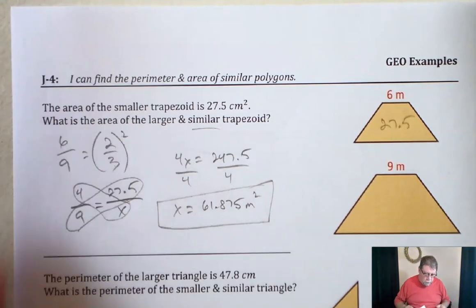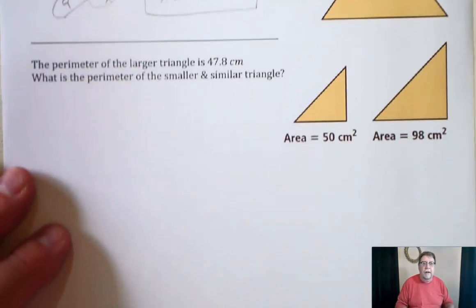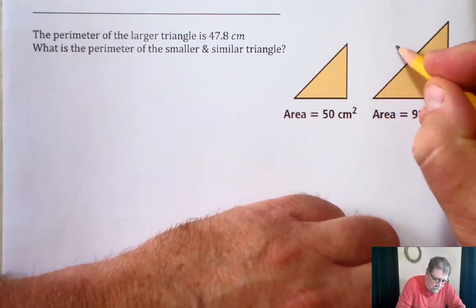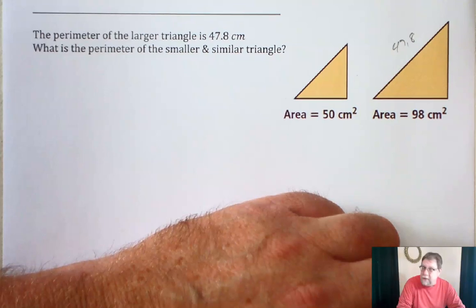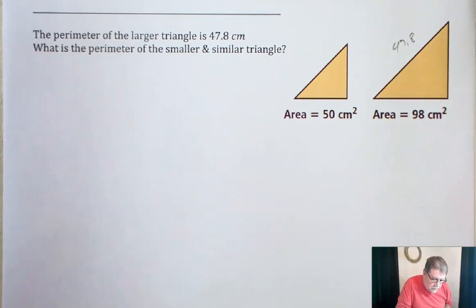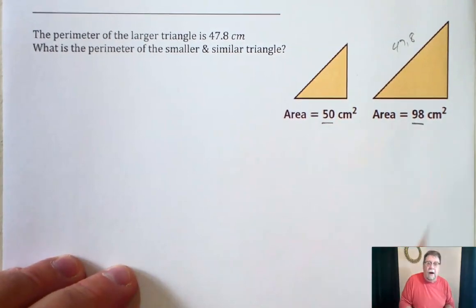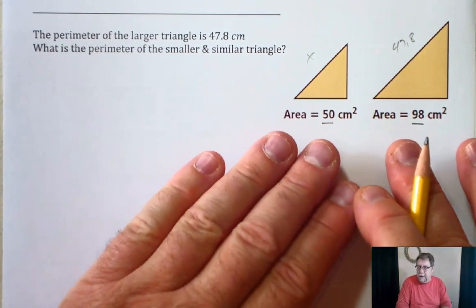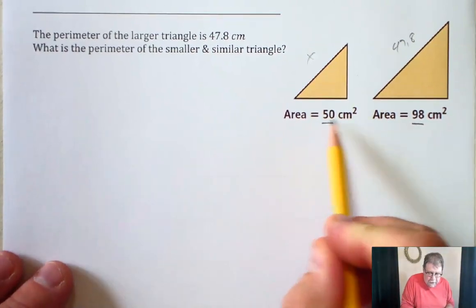Okay, let's try this one more time. This one's going to be a little bit trickier. The perimeter of the larger triangle is 47.8. What is the perimeter of the smaller and similar triangle? Well, we are also given the areas of them. We want to find the perimeter of this one, so we cannot use these numbers in a cross multiplication problem. Instead, let's compare this to this.